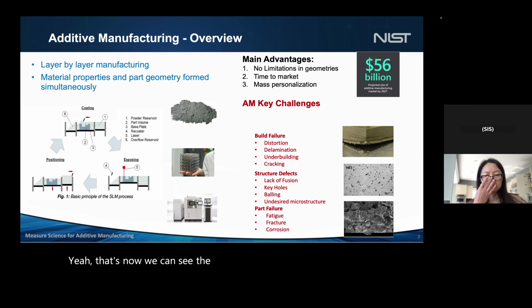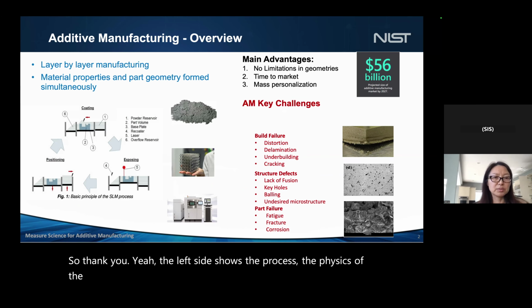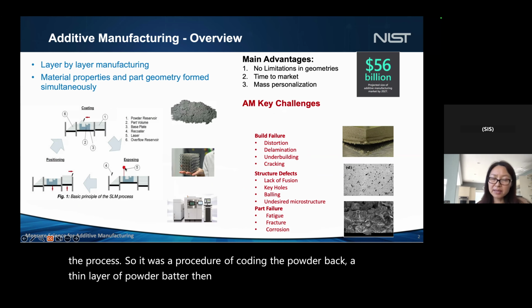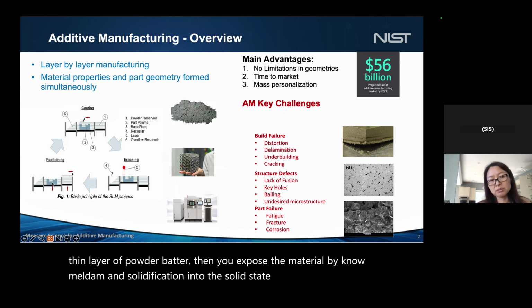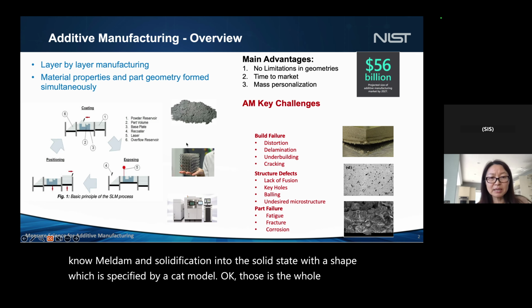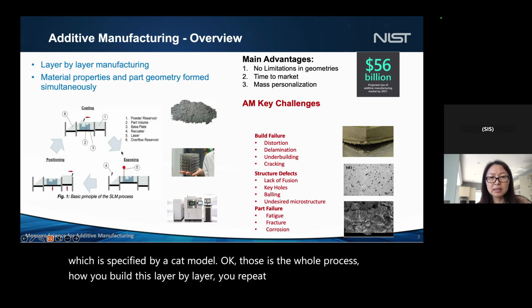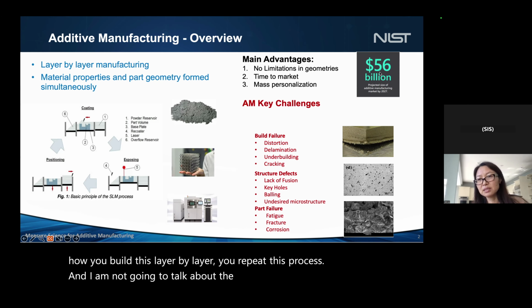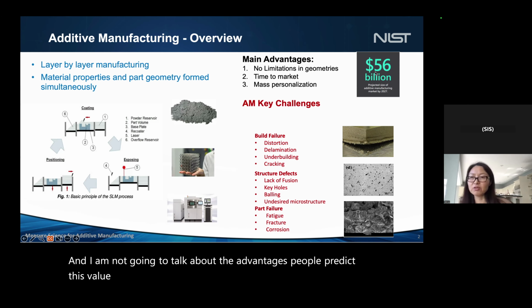The left side shows the physics of the process. With the procedure of coating the powder bed, a thin layer of powder, then you expose the material by melting it and solidifying it into the solid state with a shape specified by a CAD model. This is the whole process. You build layer by layer, repeating this process. I'm not going to talk about the advantages.